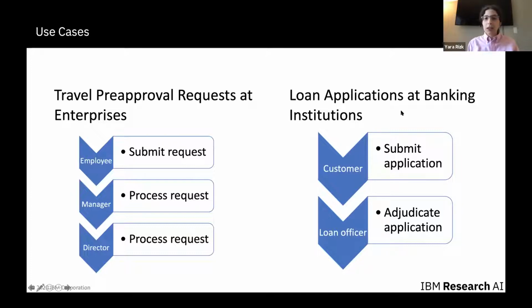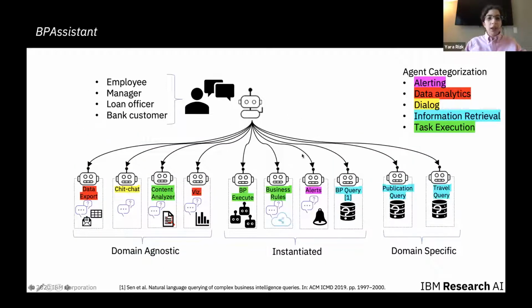And then we also consider the loan applications process in business, in banking institutions, where a customer submits a loan application and then a loan officer needs to make a decision about whether it should be approved or not. And so we create a single business process assistant that can basically handle 4 different personas that we had just seen: employee, manager, loan officer, and bank customer. And then we have agents that can handle different tasks within these 2 business processes that fit within these categorizations that we had already mentioned.